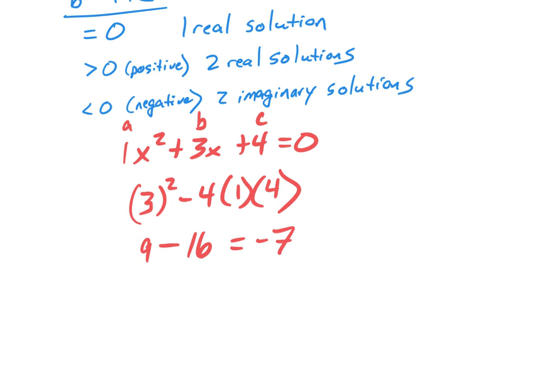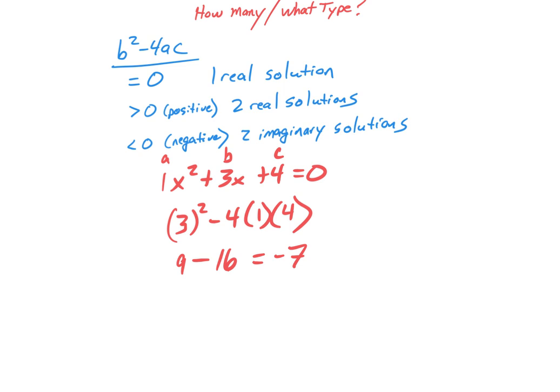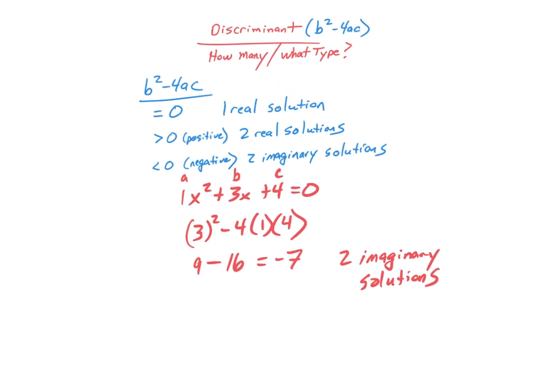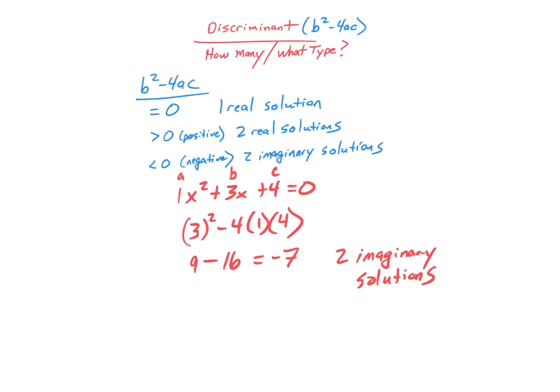negative 7. Okay, and then all we have to do is look and see which one of these 3 it satisfies. It's definitely not equal to 0. It's definitely not greater than 0. It's negative. It's less than 0. So here we would say there would be 2 imaginary solutions. Okay. And just understand why, right? Then I think it makes sense, and you don't necessarily have to memorize these types of solutions. It makes more sense.